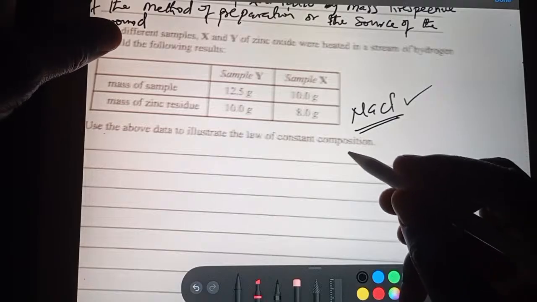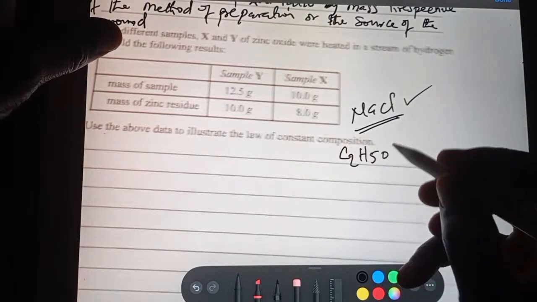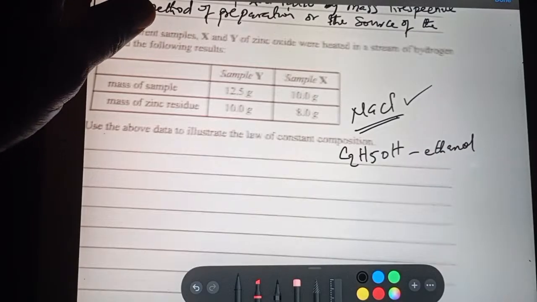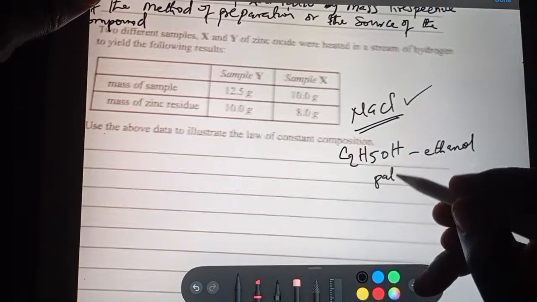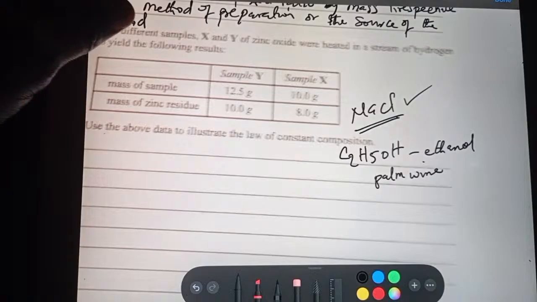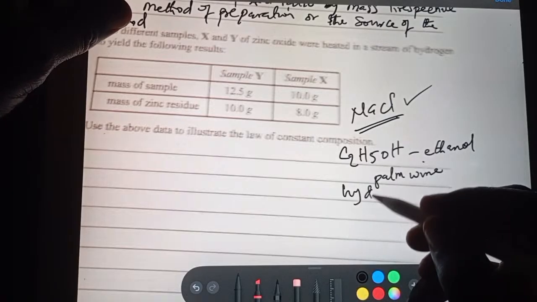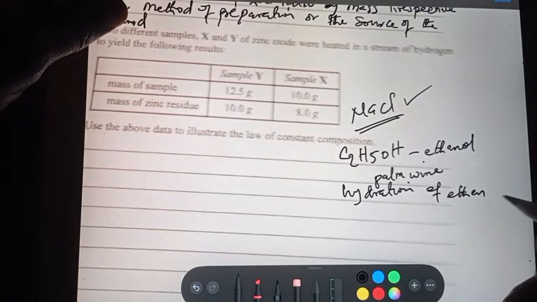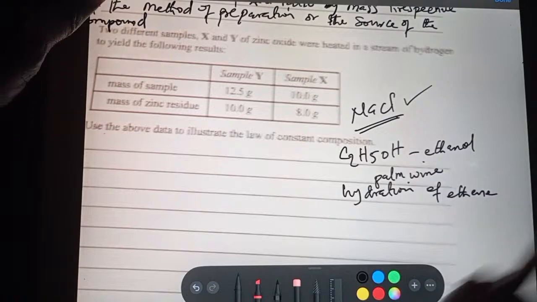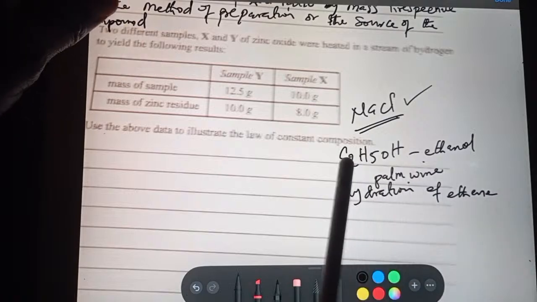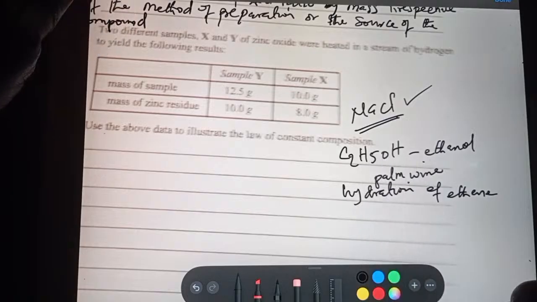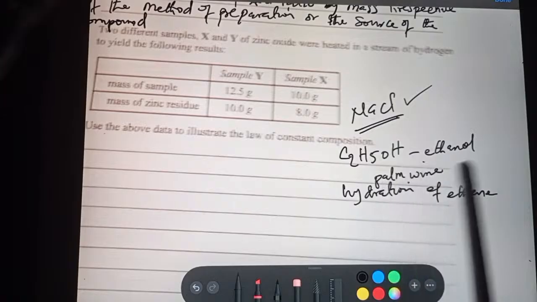Where this is applied is that in the world today, this thing is what people consume, C2H5OH. This is ethanol. Different tribes have different names for it. Some might call it kai kai. You can get this from palm wine. You can also get this from hydration of ethene in the lab. The village people will tell you that the one gotten from palm wine, because palm wine contains the ethanol already, your job is just to distill off the ethanol in it and concentrate it more.